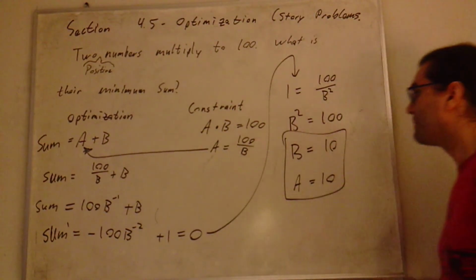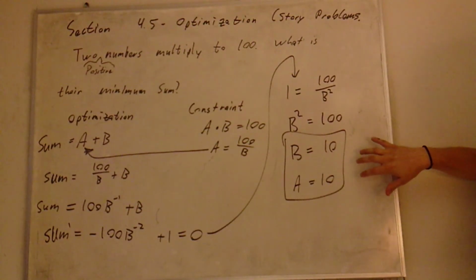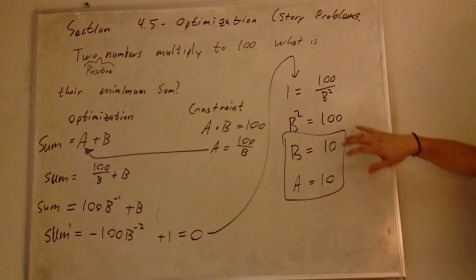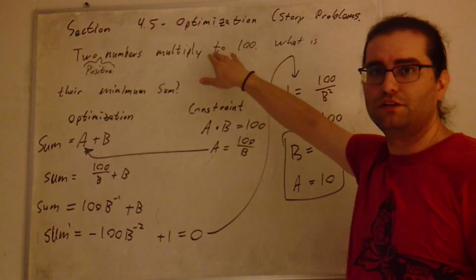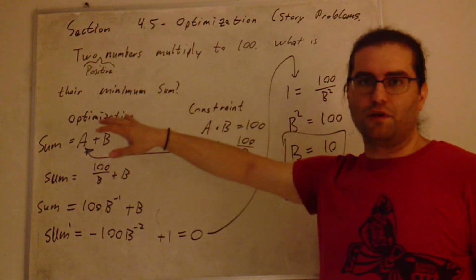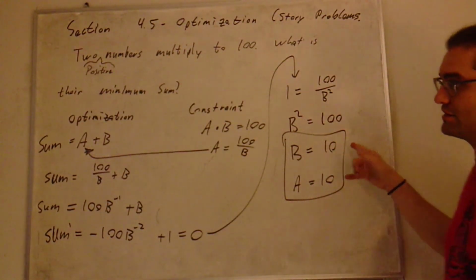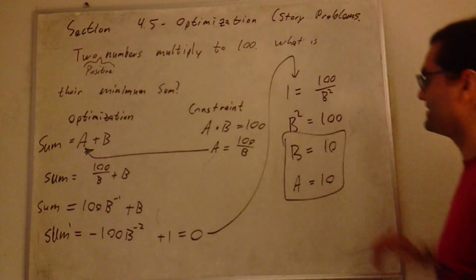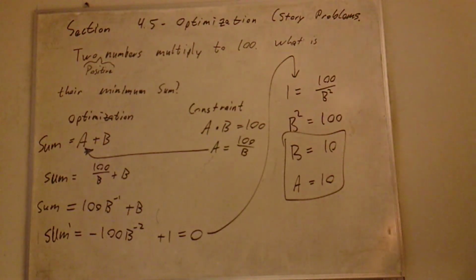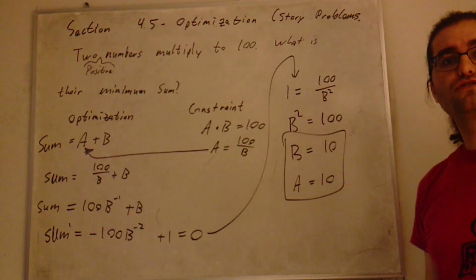So, this hopefully is pretty intuitive. Hopefully when you wanted to minimize the sum of two numbers that multiplied to 100, you were thinking, I bet they're the same number. If you were thinking that, that's correct. But we can now prove that that is definitely the case using calculus. So that's pretty exciting.